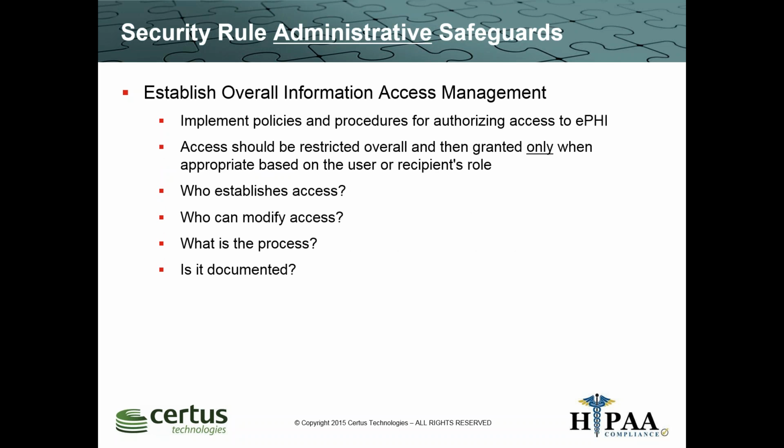Continuing down the road of administrative safeguards, you now then need to establish policies and procedures for access to electronic protected health information. So the important thing here is to remember that in general, access must be restricted overall and then only granted to those whose role requires it. But we need to go further. We need to document and make sure we're clear on who establishes access within your organization, who can modify that access within your organization, what is the process, and again, documentation.